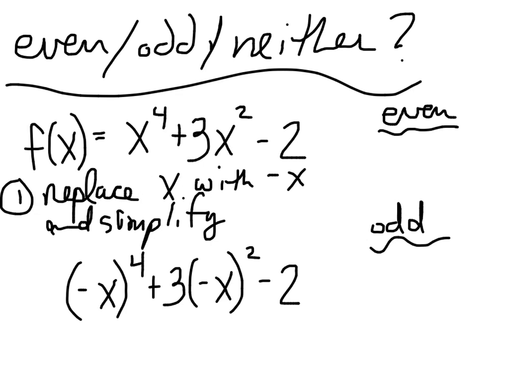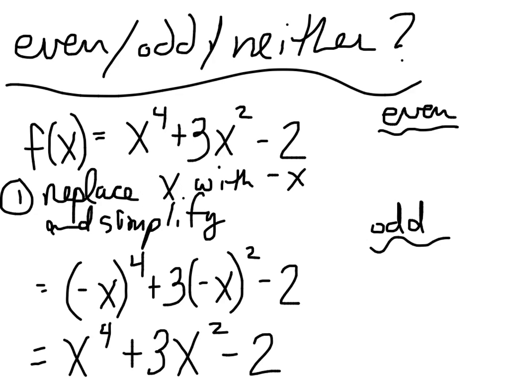So now as far as simplifying it goes, if I take negative x times negative x times negative x times negative x, is that positive or negative? Positive, because I have 4 of them, right? So therefore that simplifies down to x to the fourth. Negative x times negative x is what? Positive x squared times 3, 3x squared. And the negative 2 didn't change.